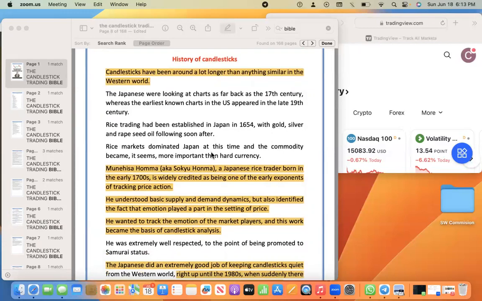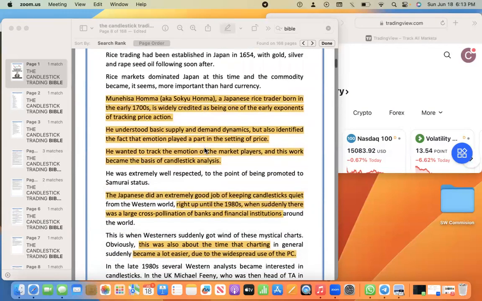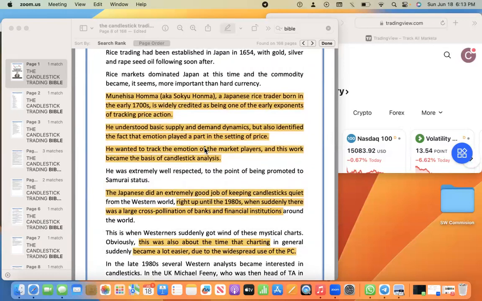So first thing, candlesticks have been around longer than anything similar in the Western world, right? This guy, Munehisa Homma, was a Japanese rice trader that was born in the 1700s, and he was the first person to really start to understand price action simply because he was selling rice. So he knew, okay, if I'm selling at this time of year, this is what's happening. If I'm selling at this time of day, this is what's happening.